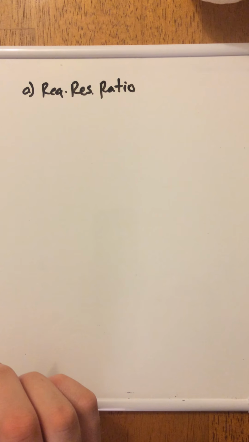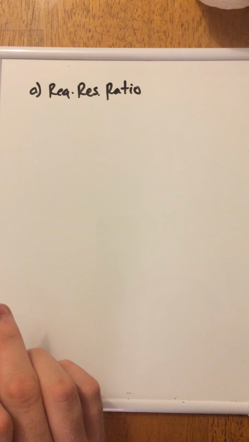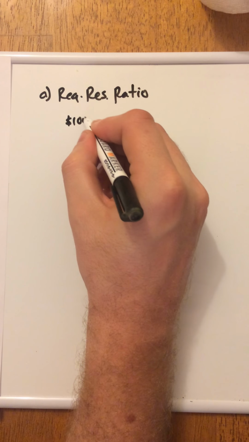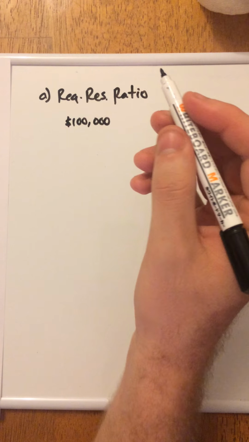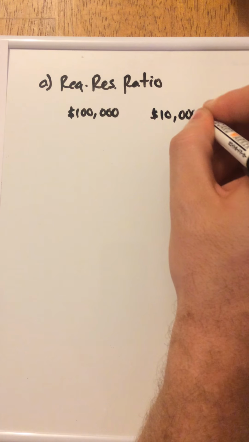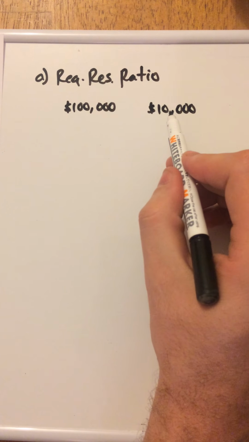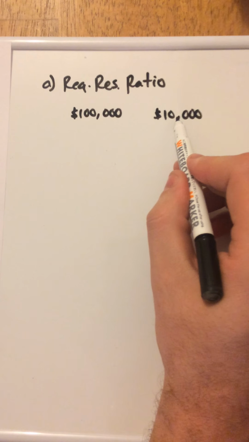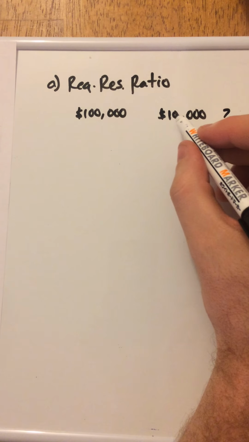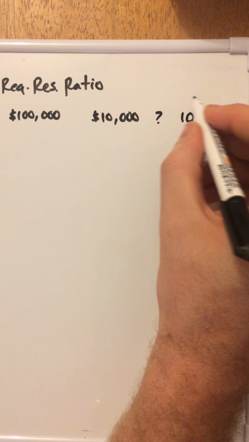Now, the required reserve is the percent that banks must keep in the vault of every deposit that comes in. So if there were deposits of $100,000 and the required reserves that the bank is currently holding are $10,000, the way we can figure out the percentage, well, how many times does the smaller number 10,000 go into 100,000? Well, that's pretty simple. To get from 10 to 100, we multiply by 10, and that's our answer.